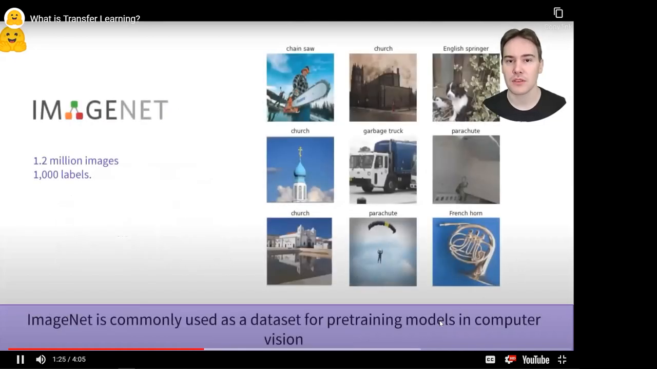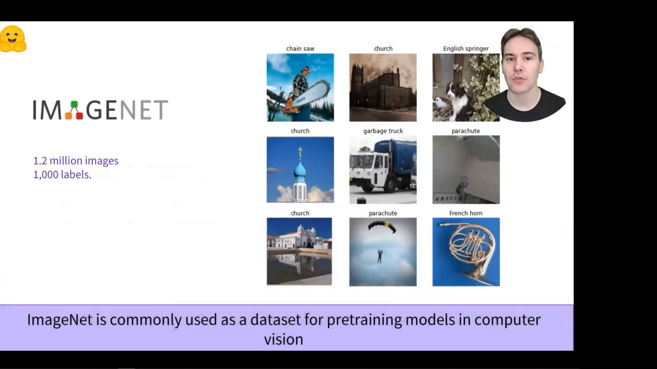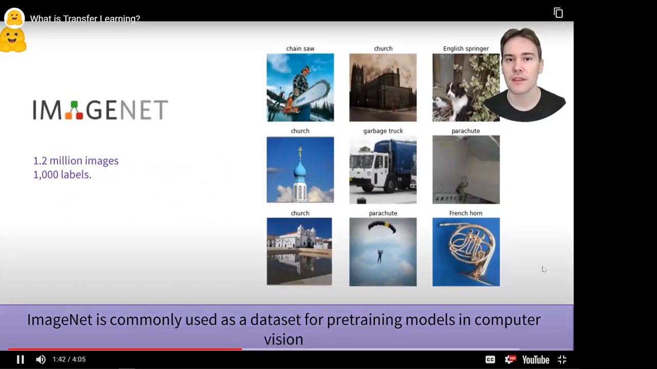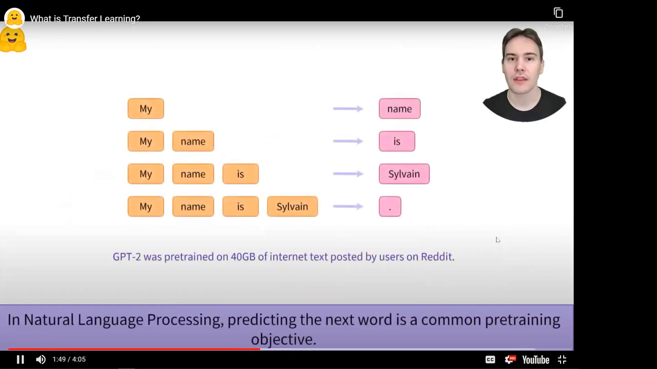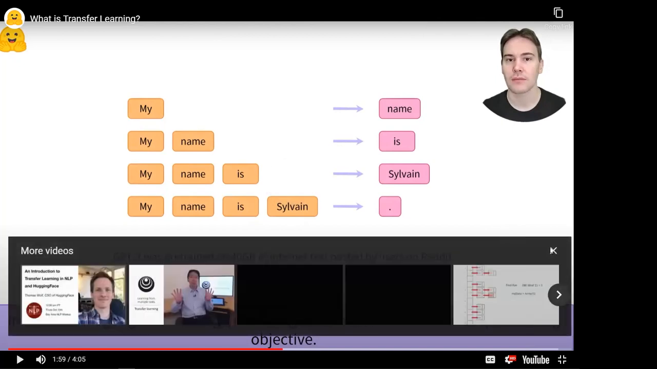In computer vision, transfer learning has been applied successfully for almost 10 years. Models are frequently pre-trained on ImageNet, a dataset containing 1.2 million photo images. Each image is classified by one of 1,000 labels. Training like this, on labeled data, is called supervised learning. In natural language processing, transfer learning is a bit more recent. A key difference with ImageNet is that the training is usually self-supervised, which means it doesn't require human annotation for the labels.